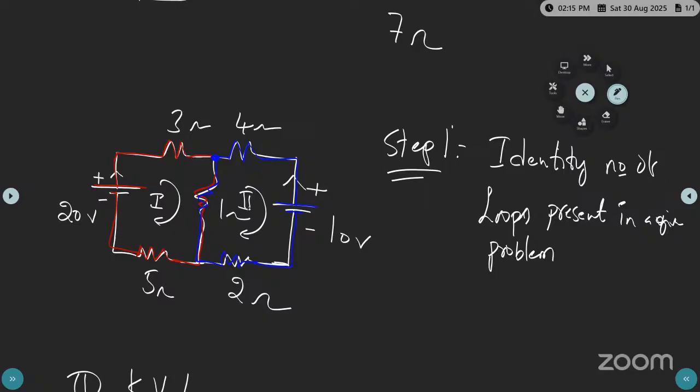Just now you give an answer: identify the number of loops present in a given circuit. So the above problem consists of how many loops? The number of loops is equal to 2. So the number of loops is equal to the number of equations.